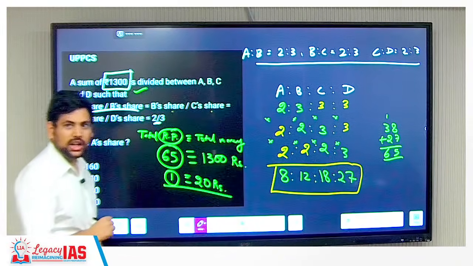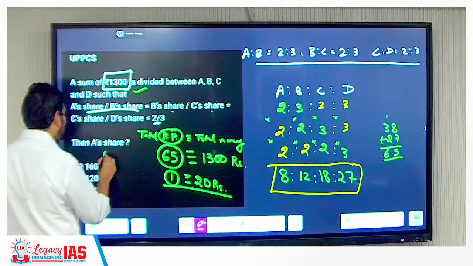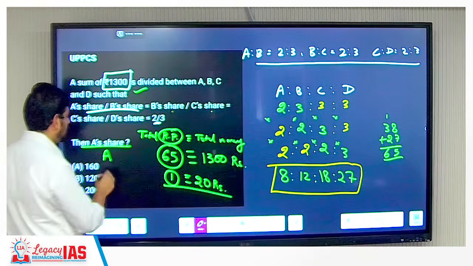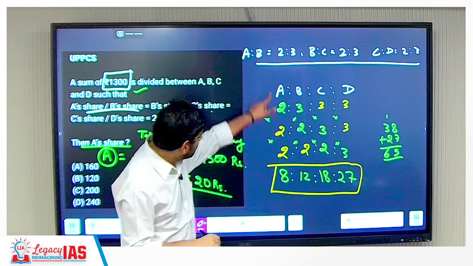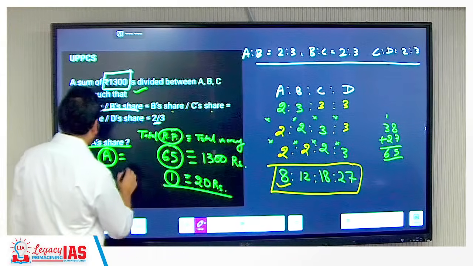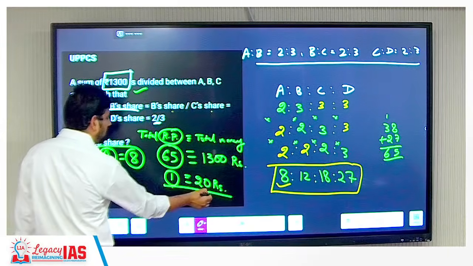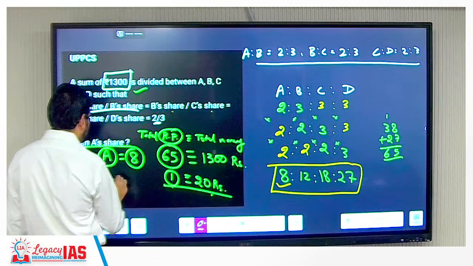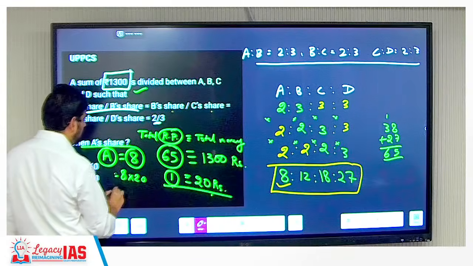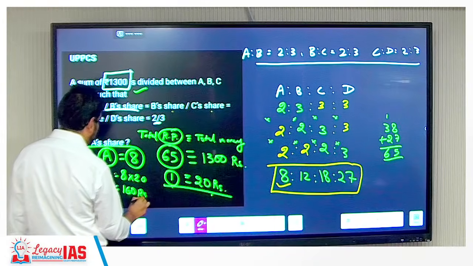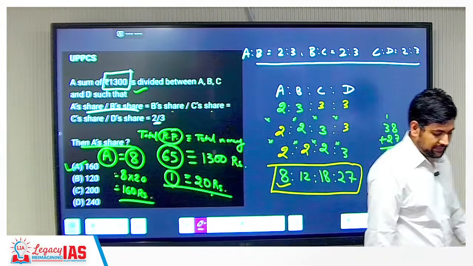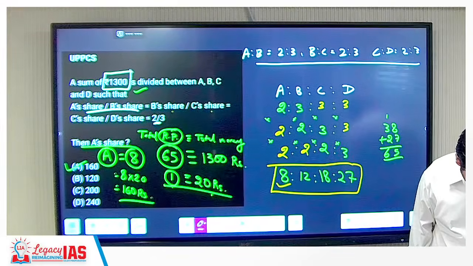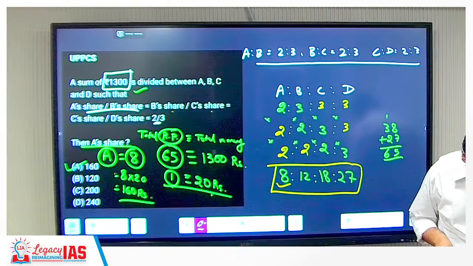Is this the answer? No. What is asked is A's share. So A in terms of ratio points is equivalent to what? A is equal to 8. So if 1 ratio point is 20, then 8 ratio points will be equal to what? 8 into 20, that is 160. The answer becomes A is 160. Yes, Meet. Correct. Yes, Dheeraj. Correct.